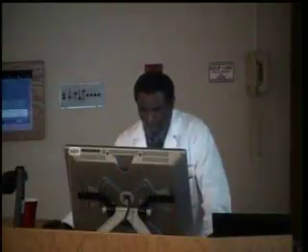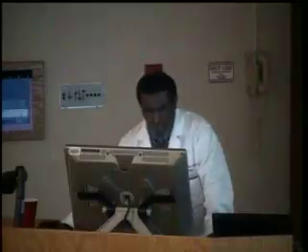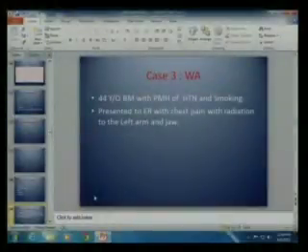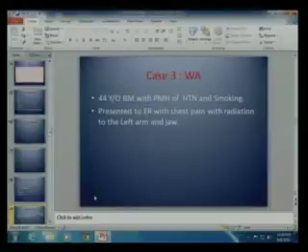Okay, so this is case number 3. We have done unstable angina and non-ST elevation MI. This is a 44 years old black male patient with past medical history of hypertension and smoking. He presented to the ER with chest pain with radiation to the left arm and jaw.